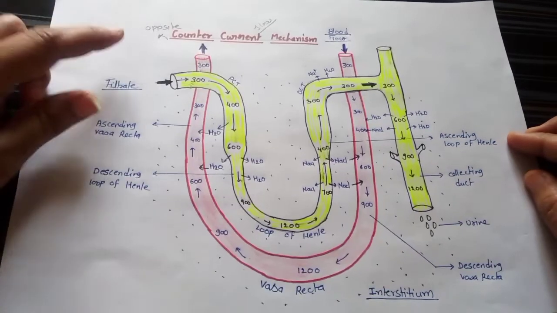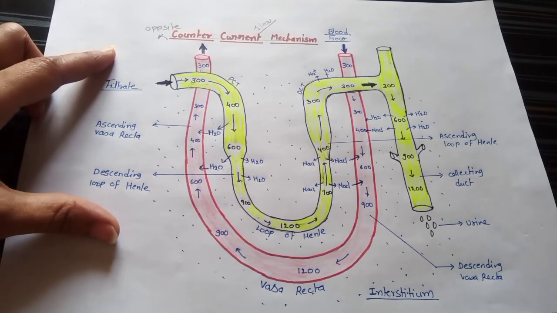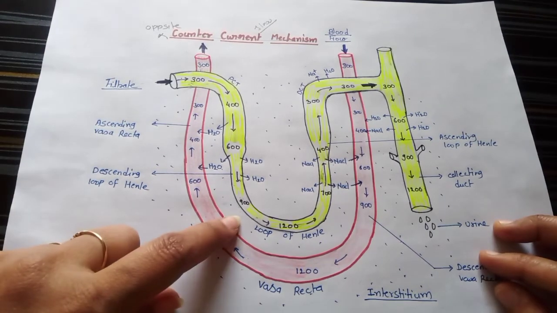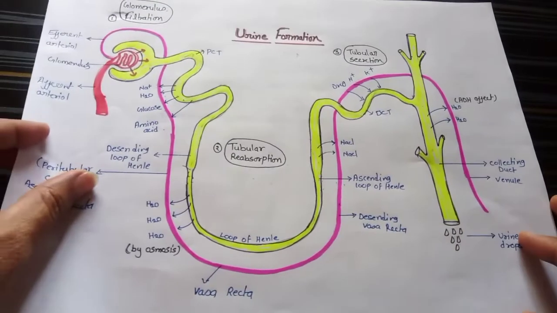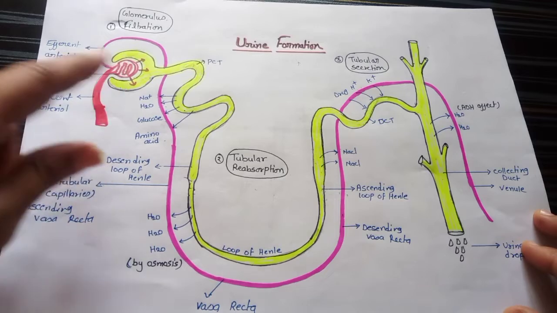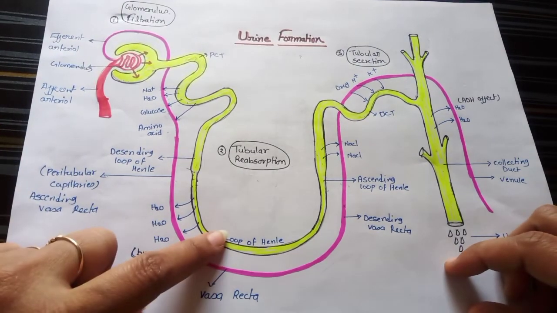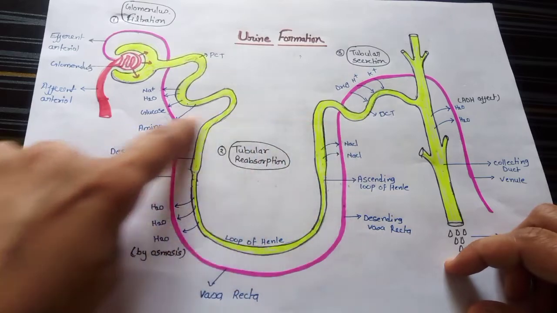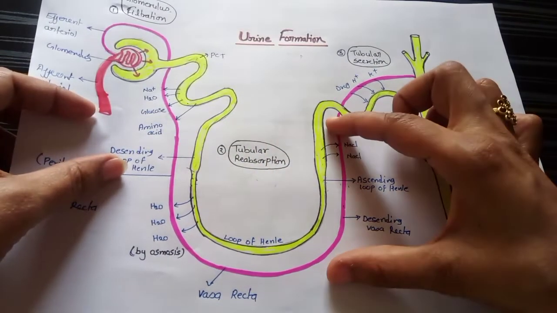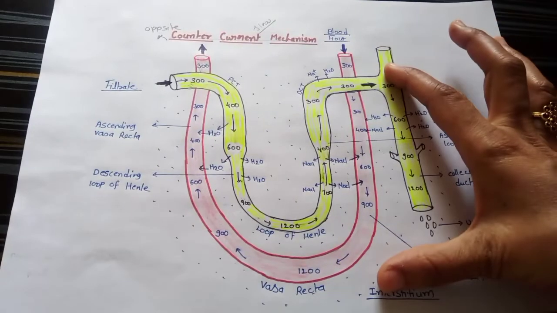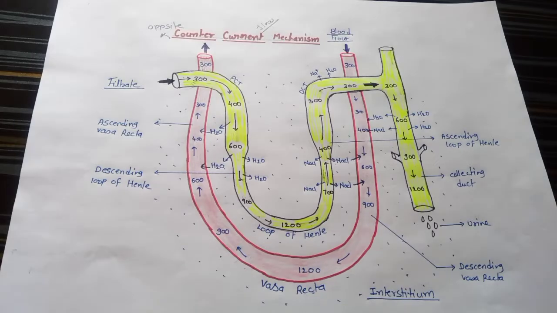The counter current mechanism is done in the nephrons, in between the vasa recta and the loop of Henle. So this is the structure of the nephron. I told you in the last lecture this is the urine formation structure. Here the vasa recta and here the loop of Henle. Just cut this part of the nephron and the loop of Henle and zoom it out here. In this part only the counter current mechanism is going to be done.